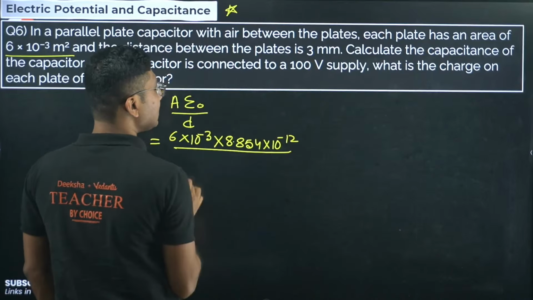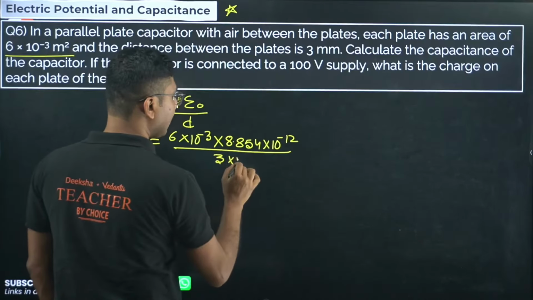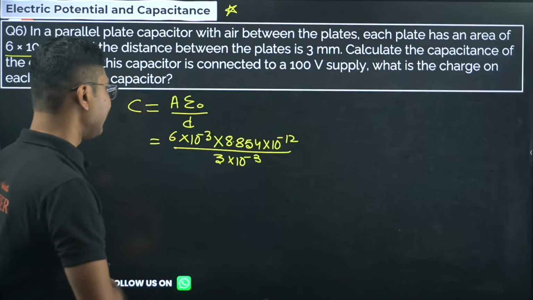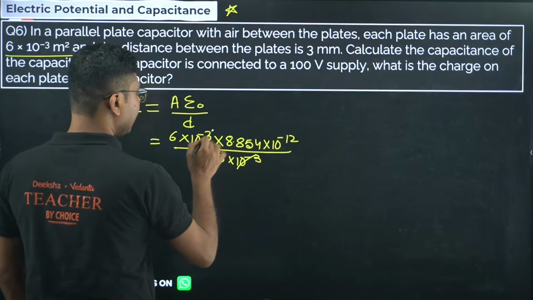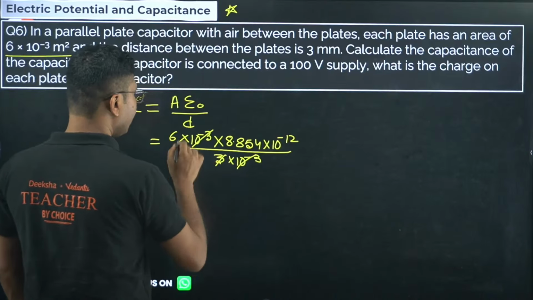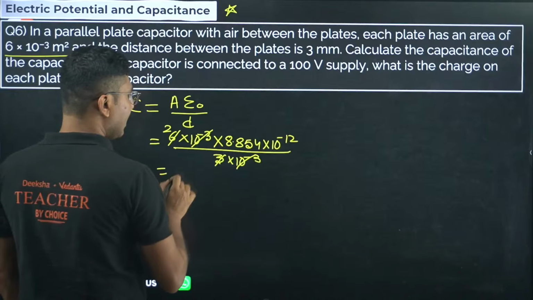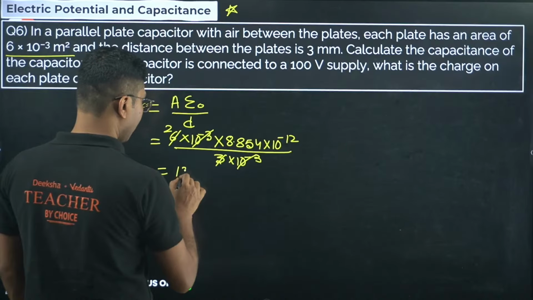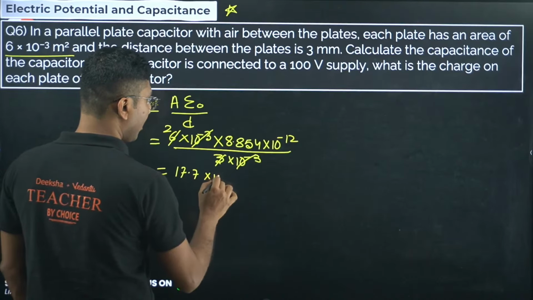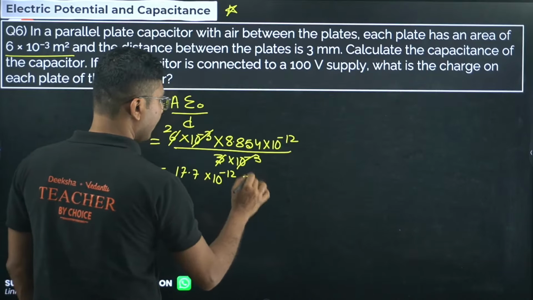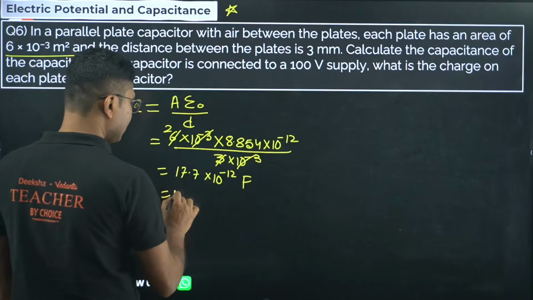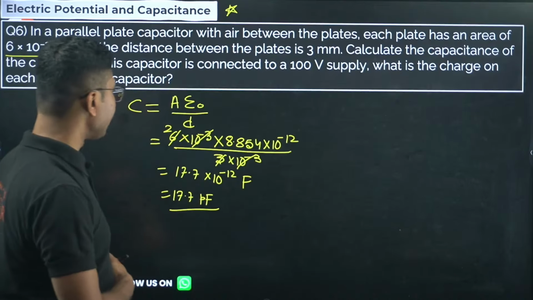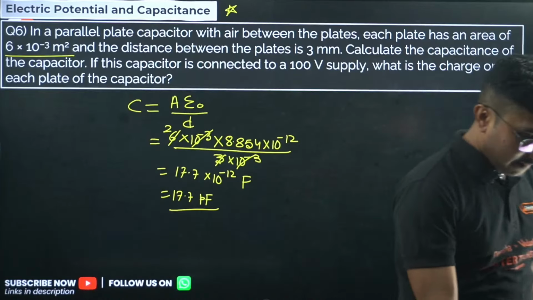And the distance between the plates is 3 millimeter. Millimeter means 10 to the power of minus 3. Centimeter is minus 2, millimeter is minus 3. So 10 to the power of minus 3 and 10 to the power of minus 3 cancel, 3 and 6 cancel. We get 17 point something, 17.7 I think, into 10 to the power of minus 12 farad. The unit of capacitance is farad, or 17.7 picofarad.